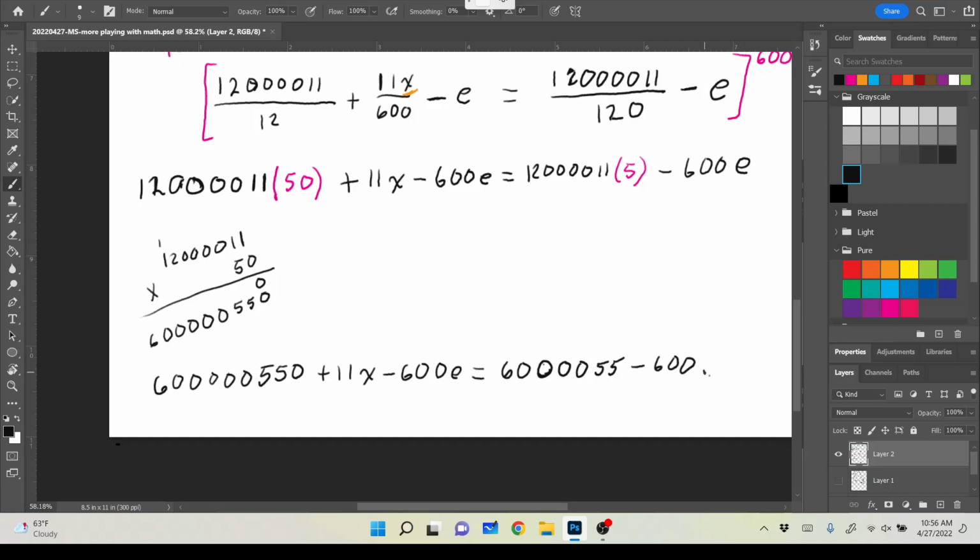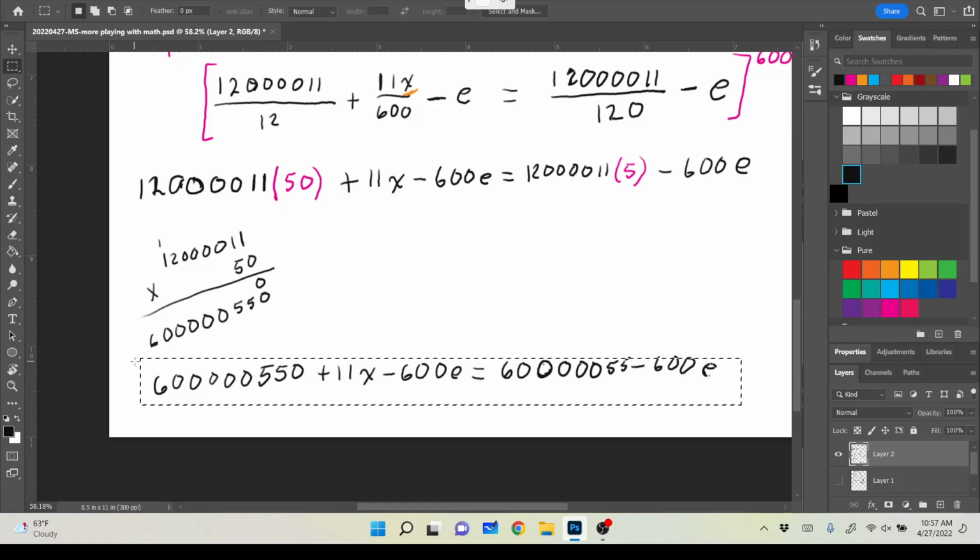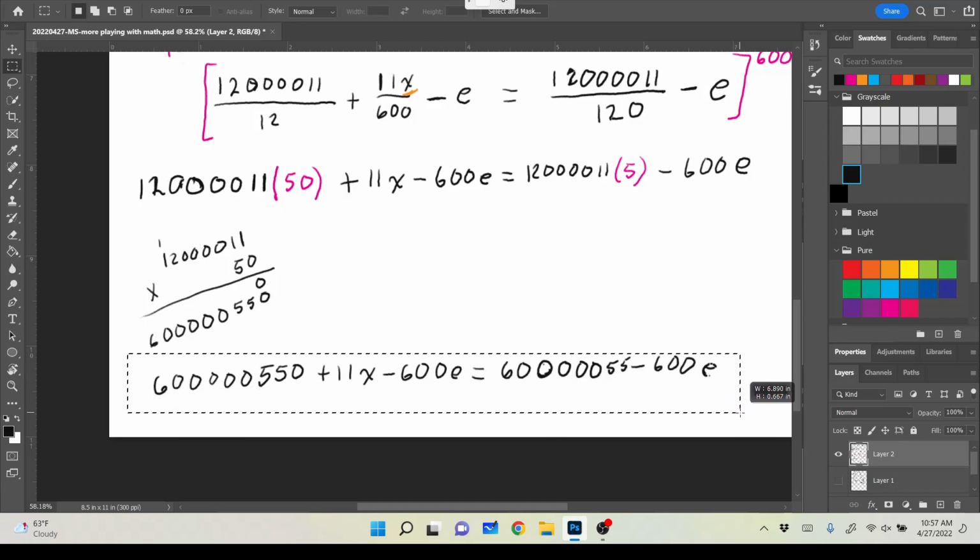Wait, on that side you put five zeros, on the other one you put four. Oh, you're right. That wouldn't be where the change would be, would it? Good catch. Thank you. So kind. Okay, so I need more paper. I've run out of page. Well, that's right, though, because this one we're multiplying times 50, and this one we're multiplying times 5. So that part is correct.